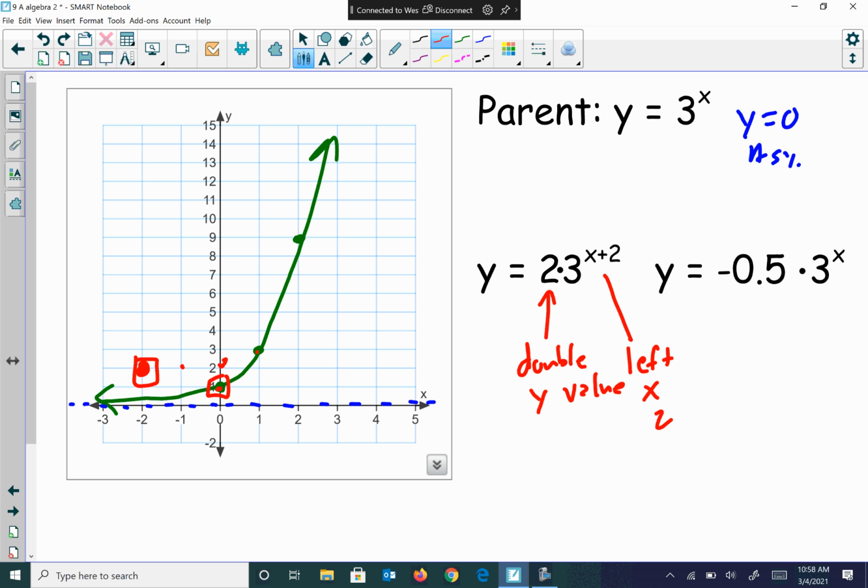Okay, do the same thing here. I'm going to double this. So that's going to become 6. It goes left 2. Double 9. This goes way up to 18. Left 2. And it looks the same. It's just shifted.